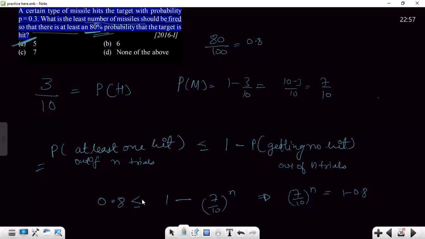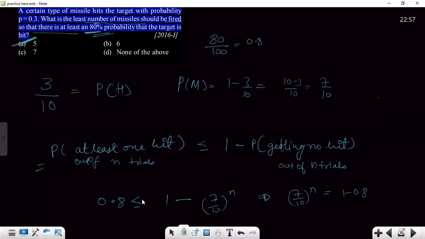So is the question clear, or should I repeat? Should I repeat the calculation part or the concept part? I know it's a complicated one because it's a question from the 2016 paper, the hardest mathematics paper in the history of UPSC NDA. Is everything clear? Yes, sir. I'm going to ask questions if that is so.